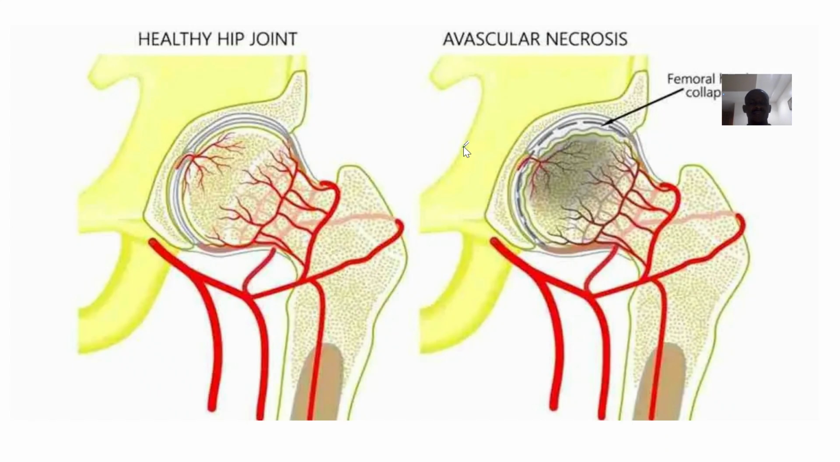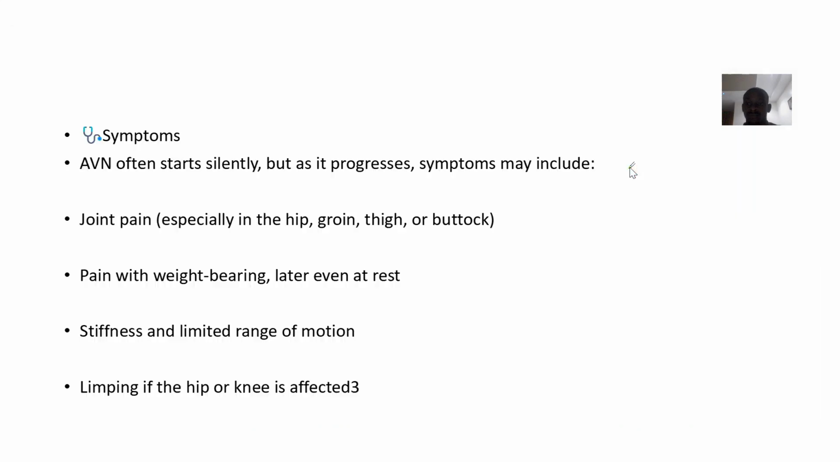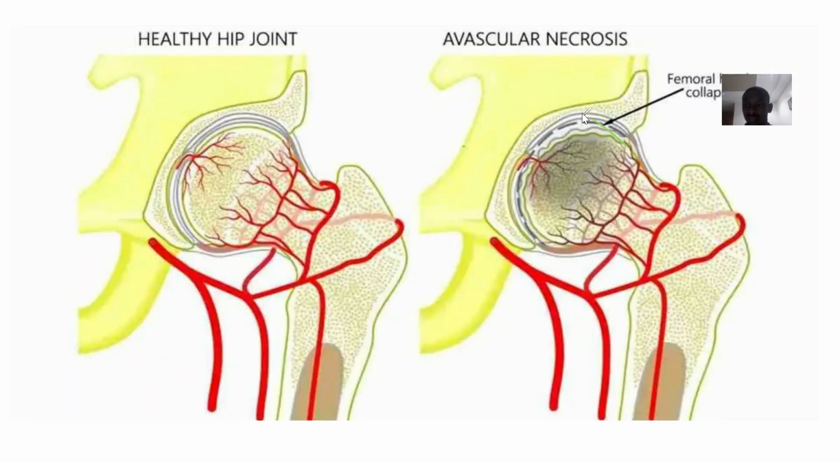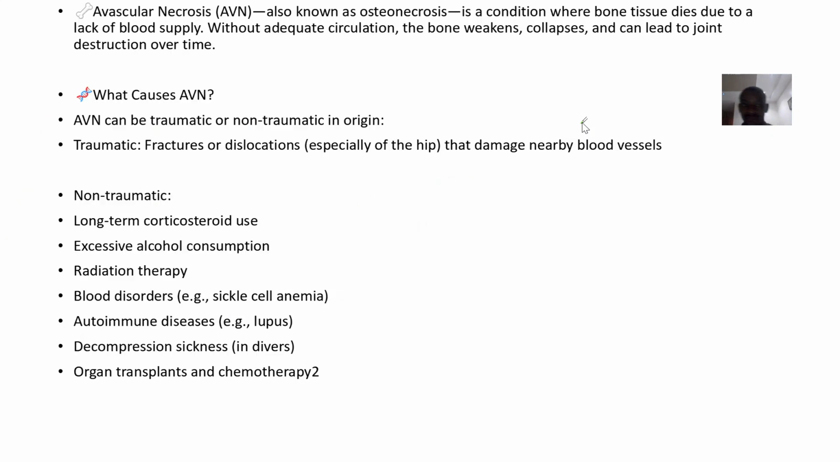So avascular necrosis just simply means this bone before used to have blood supply and the bone was a happy bone. You understand? But later on now, the blood supply was kind of like cut short, so the bone is not happy anymore.